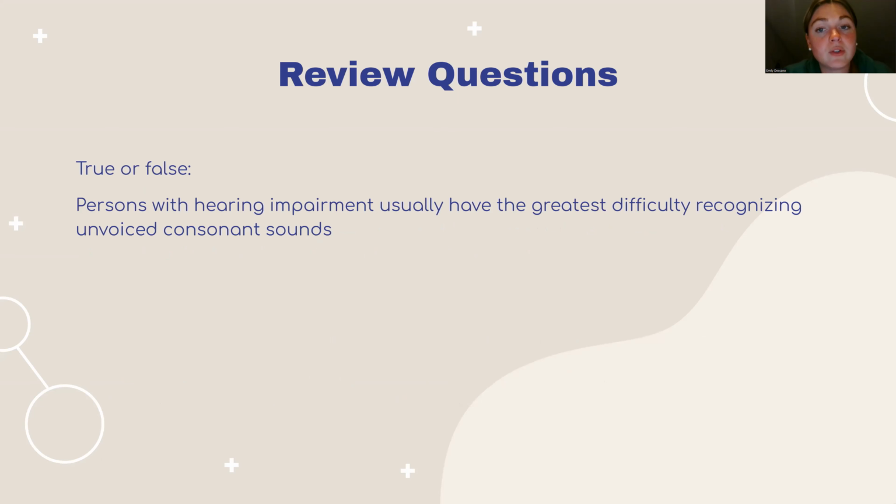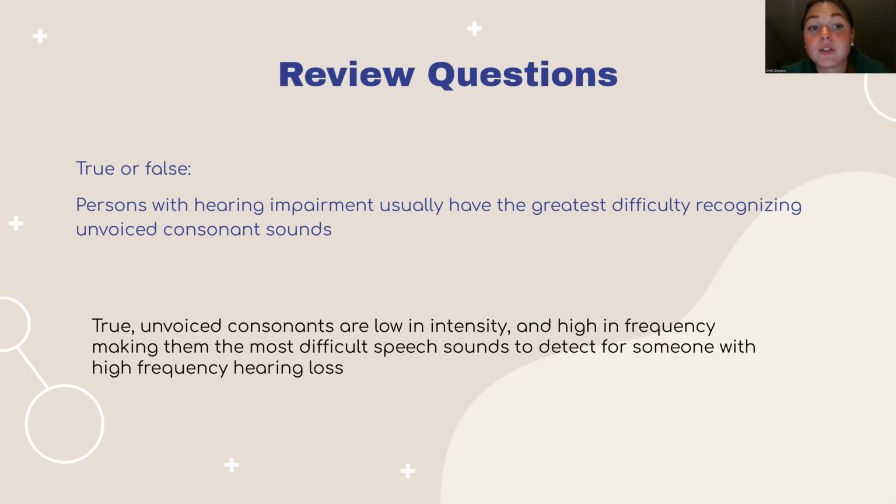People with hearing impairment usually have the greatest difficulty recognizing unvoiced consonant sounds, true or false. This is true. Remember, the unvoiced consonants are the quietest and highest in frequency. So for a person with hearing impairment, it's typically in the higher pitches. Obviously, there are lots of different configurations of hearing loss, but the most common place where people tend to lose hearing first and the worst is in the higher pitches. So those people with hearing impairment usually have the greatest difficulty with those unvoiced consonant sounds, like the sound S.